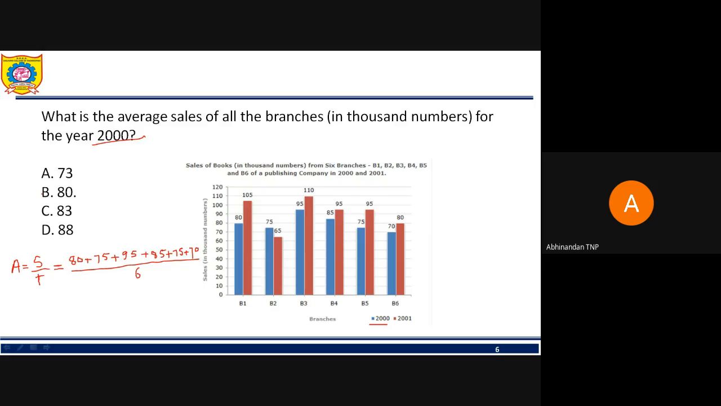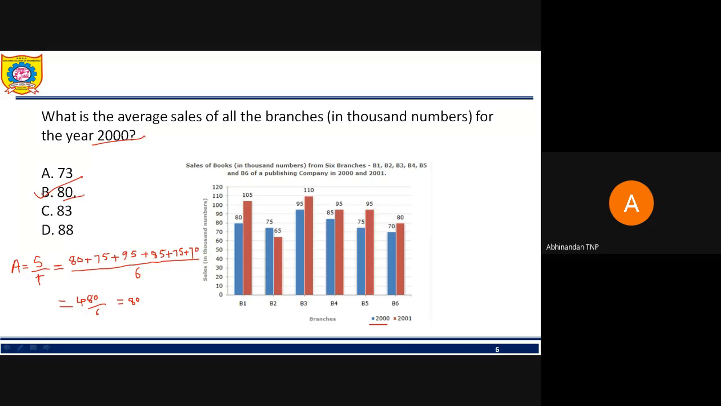Just add these numbers and you find the answer. That's all. 80 plus 75 plus 95 plus 85 plus 75 plus 70 is 480. Adding all these numbers, we get 480. 480 divided by 6 is 80. Option number B is correct. 80 is the correct answer.